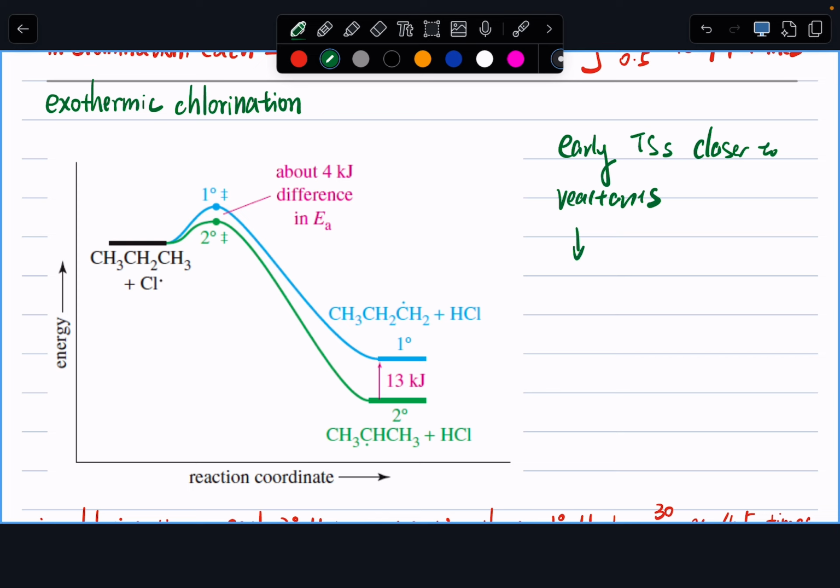That means the delta E double dagger, the difference in energy between my two transition states for chlorination, will be similar to delta E between reactants. And what are my reactants here? There's no delta E in my reactant. My reactant, in both cases, is propane reacting with a chlorine radical.